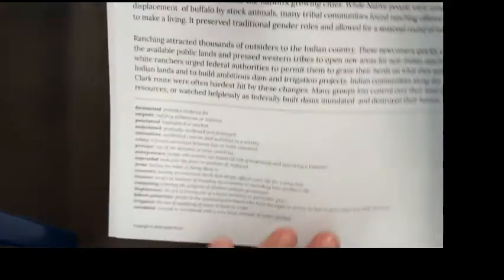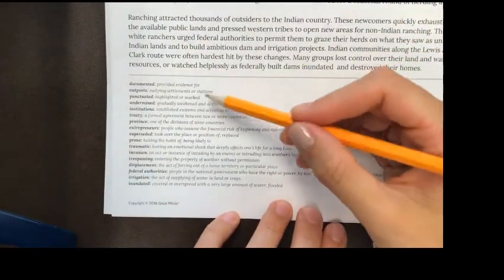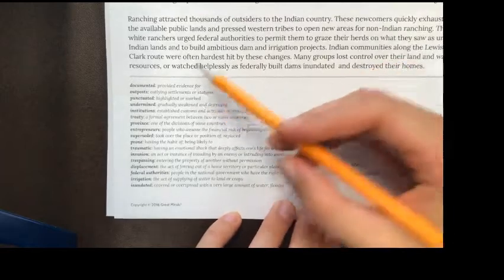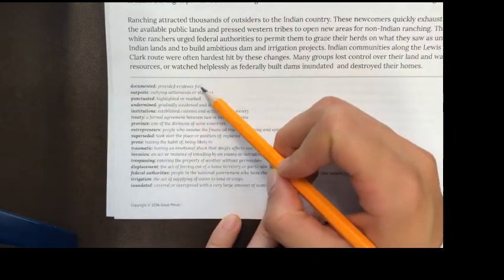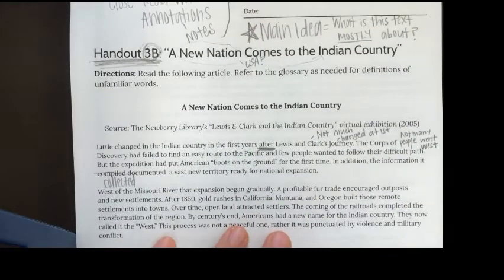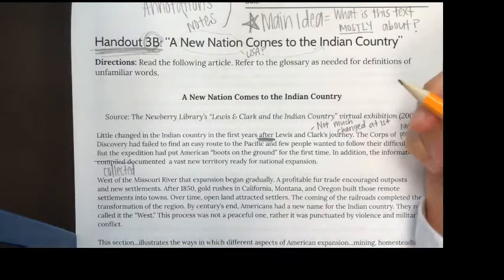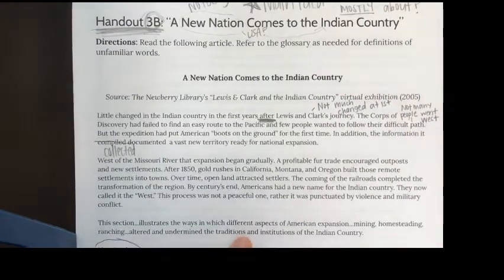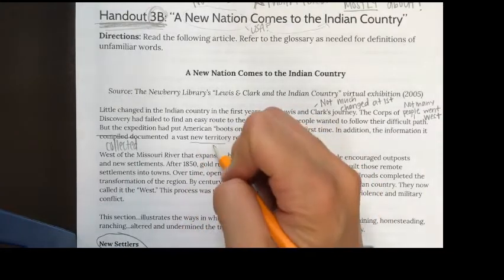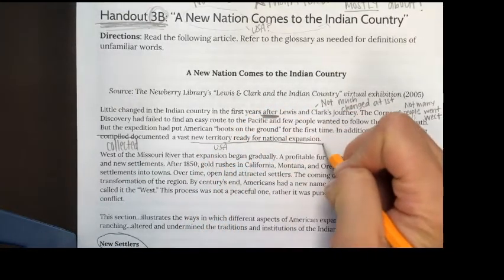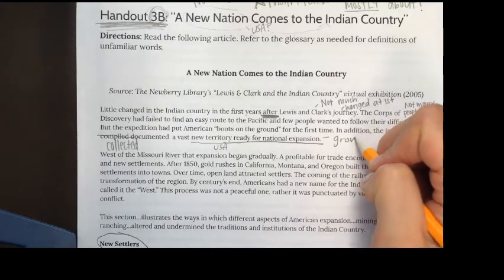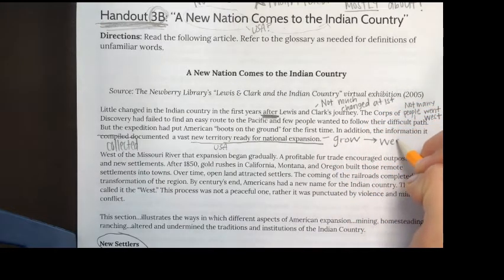And I'm going to look back. If you remember, last time we talked about how there are dictionary words on the back that I can use. So document means to provide evidence for. So they gathered more information, Lewis and Clark did, to bring back to tell people who were still in the East what the West was like. And that made the new territory, or that made the USA, ready for expansion, which means they wanted to grow by going to the West.